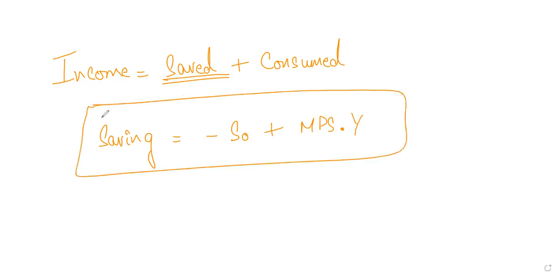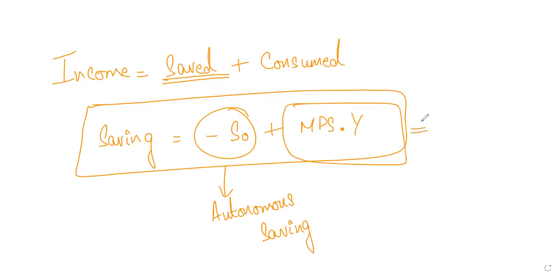Now have a look at this, students. The total saving of an individual would be made up of two components. What would that be made up of? Your autonomous saving, and this one is your induced saving. So autonomous saving and induced saving. Why am I saying that this is induced? Because this is dependent on your income. This is dependent on the consumer's income, that is, how much income that person earns. Are you getting me or not?